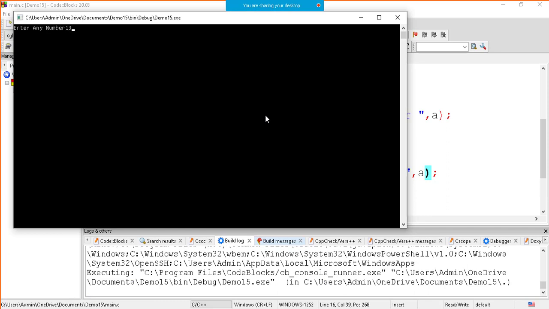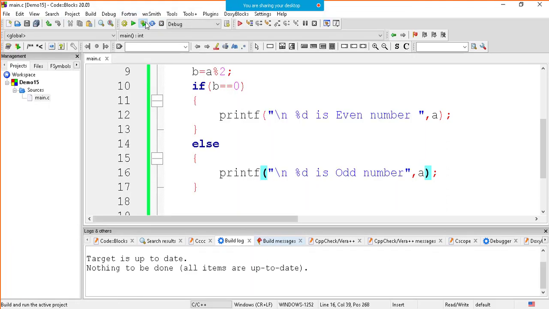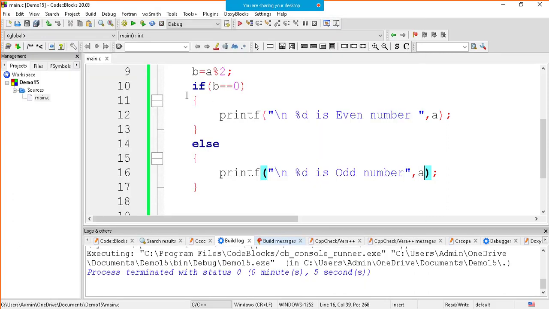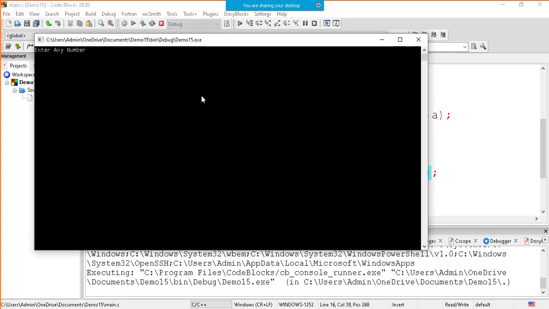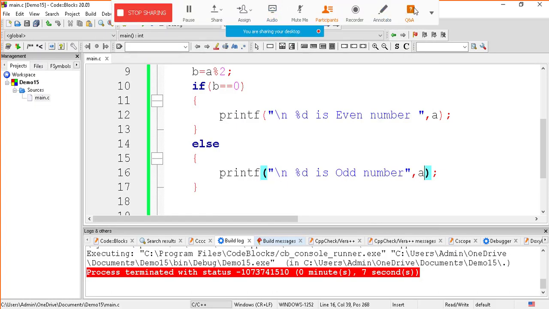Enter any number. Let's say 13. 13 is odd number, you can see. Let me run this program again and let me enter 14. 14. You can see 14 is even number. It is not that only 13 and 14 से ही run हो सकता है, कुछ भी number डालो यार. It's not like that. For example, let me run it again, right? And let me enter 420, right? It's even number. 420 is even number. I hope there is no doubt till now. Any doubt, let me know.